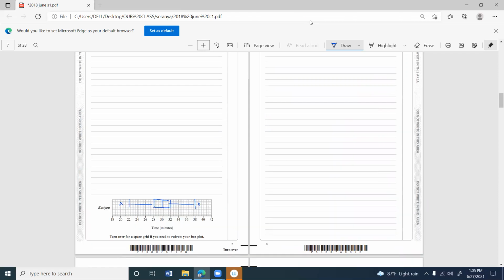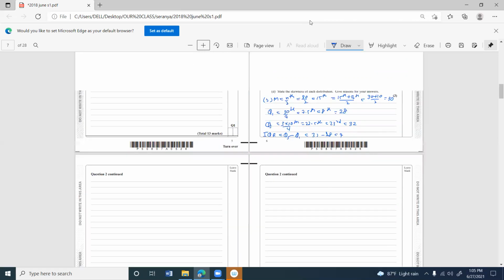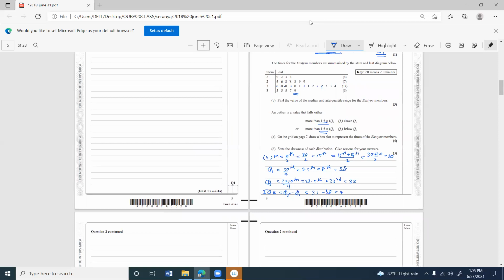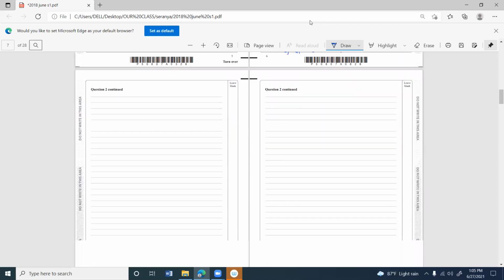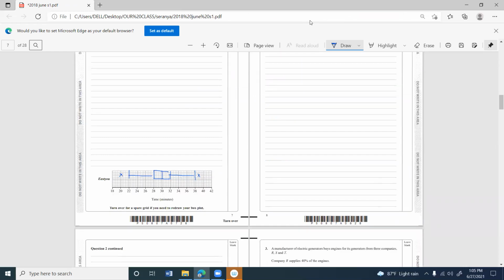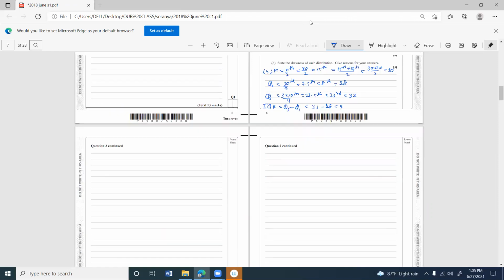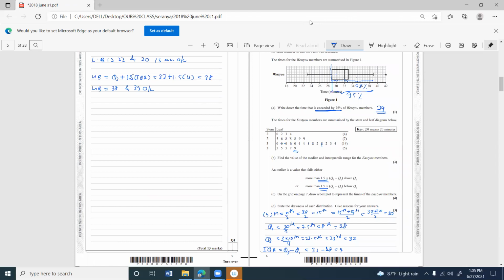Then what they want is, they mention, state the skewness of each distribution and give a reason for this. What you can understand is the gap between Q1 to Q2 and Q3 to Q2 is the same. Therefore, it's symmetrical. So the answer for part D you can write this way: Q3 minus Q2 is equal to Q2 minus Q1. Therefore, we can decide it is symmetrical. That's a way of getting the answer for this question.